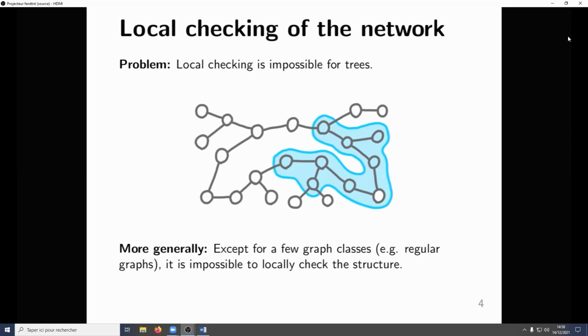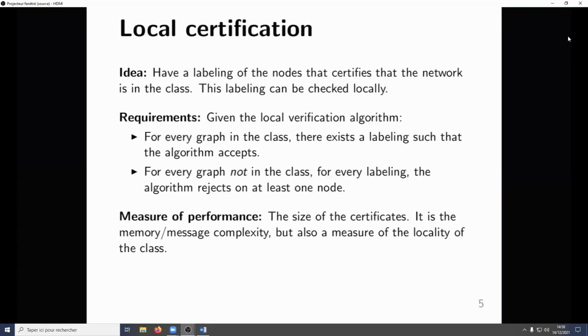So this is problematic. What we would like to have is to ensure that there is at least one node that can detect that something is wrong, that can raise an alarm, that can say, okay, let's not run this algorithm. This might be problematic. Let's do something else. And well, this is not just for trees. It's very general. Usually you cannot do this local check. But okay, we have a solution for that. The solution is to say, okay, what if we could put some information on the network to help the node check that the network is indeed in the right class? And well, this is what is called local certification.